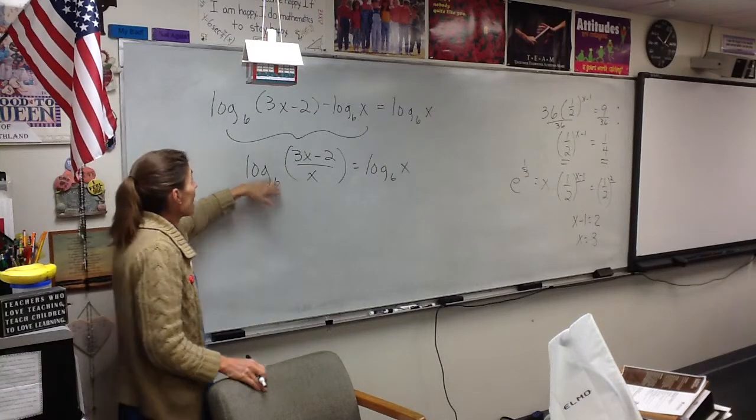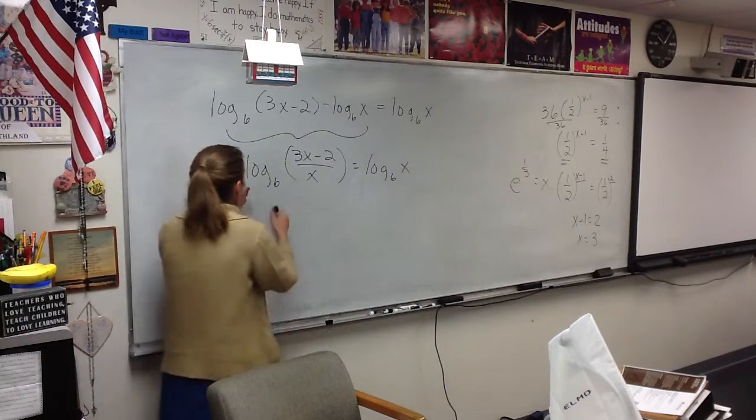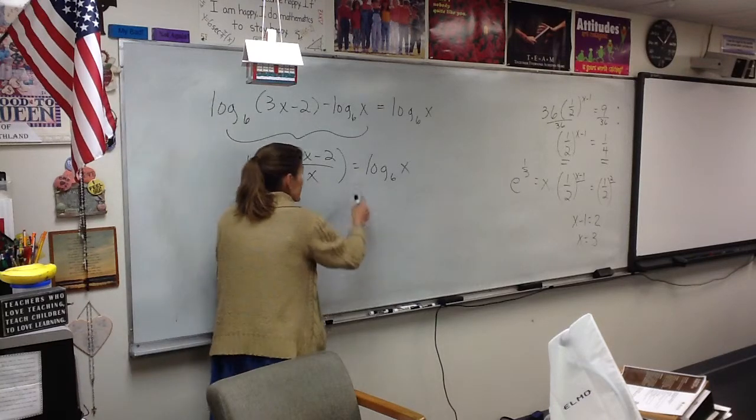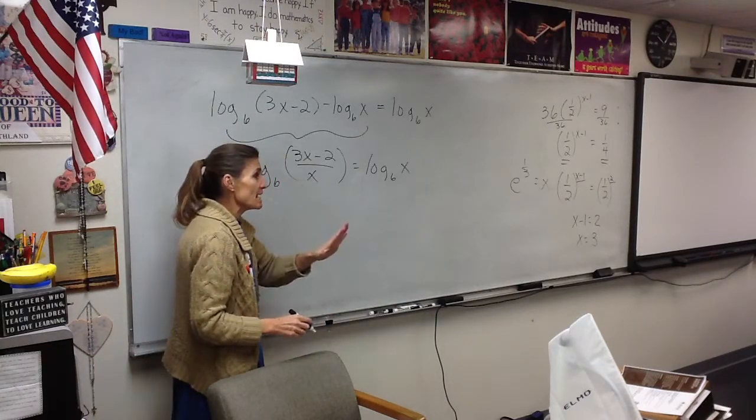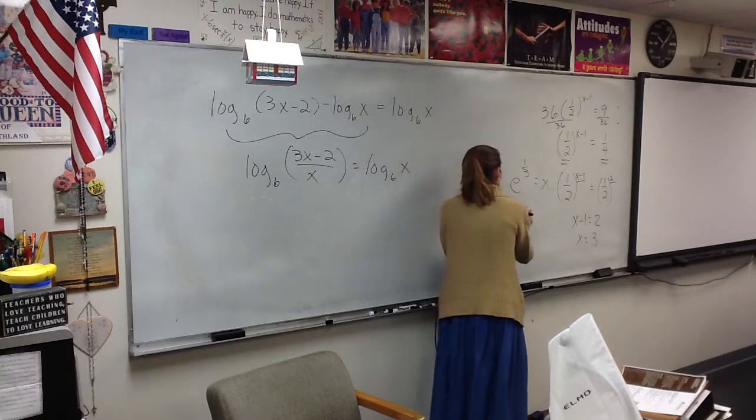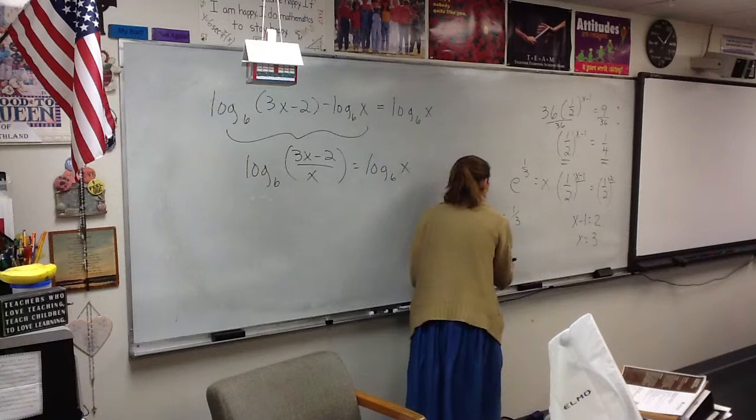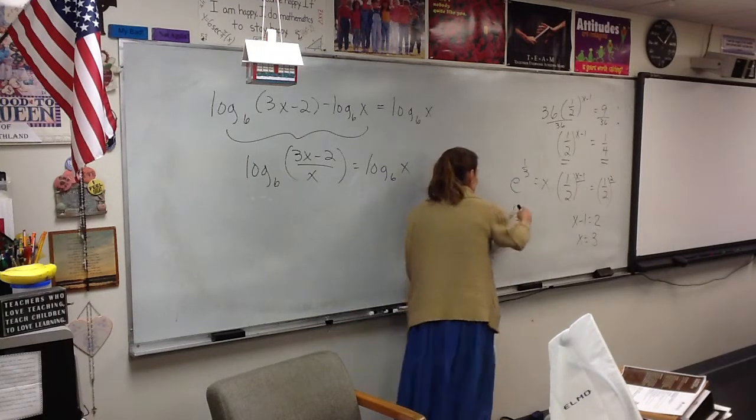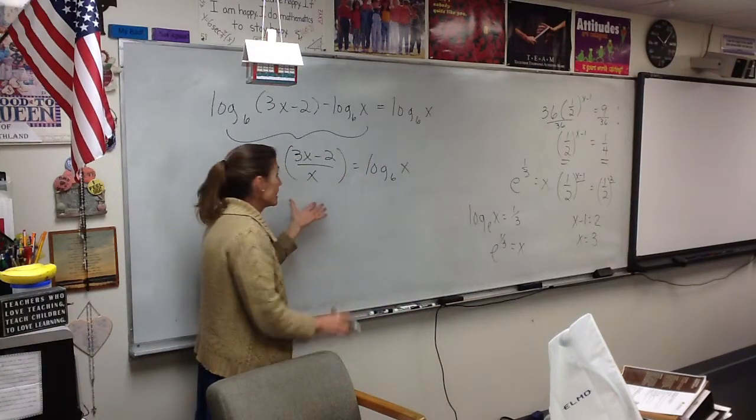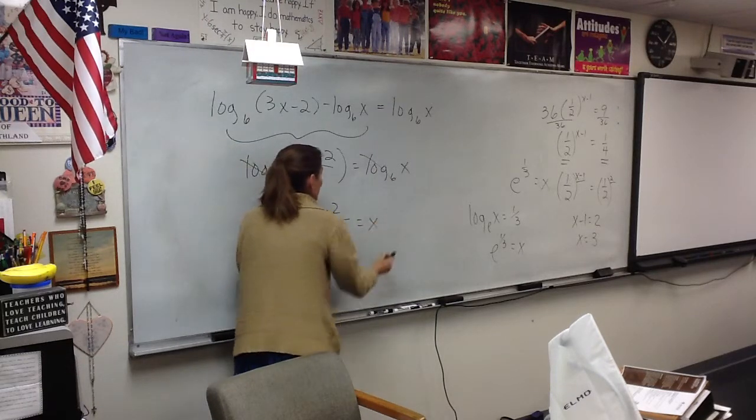Okay? Now, as soon as I get these 2 put together, then I have the log of something equal to the log of something else. When you have a logarithm on both sides, this is different than Katie's question a minute ago. There's only one logarithm in Katie's, so we have to rewrite that. So that's why we went this route: e to the 1/3 equals x. This is a different situation. I'm not going to rewrite this. I'm going to get rid of these logs and say 3x minus 2 over x equals x.